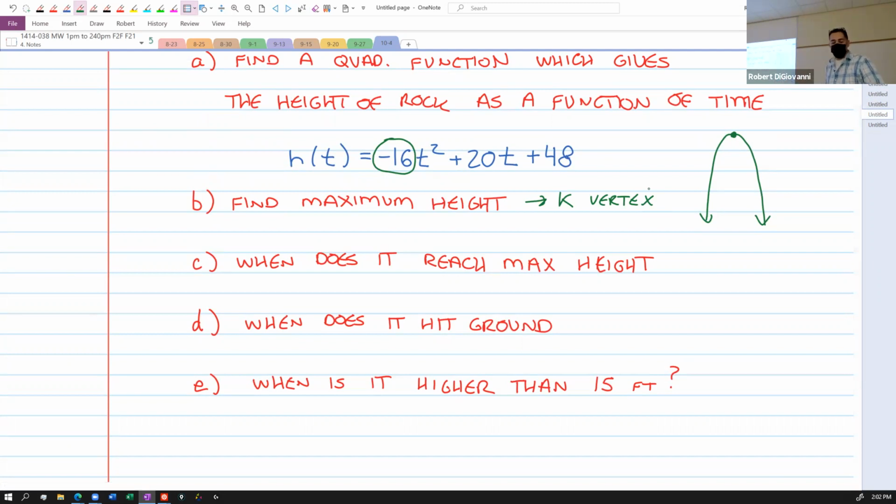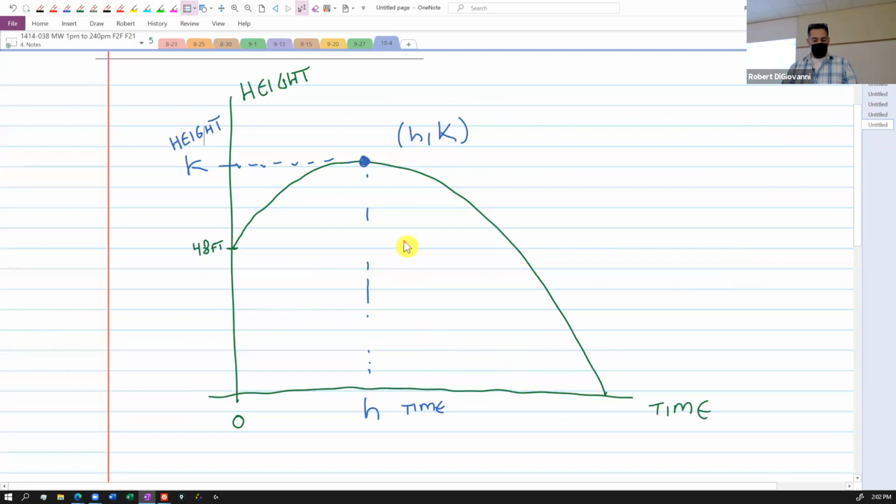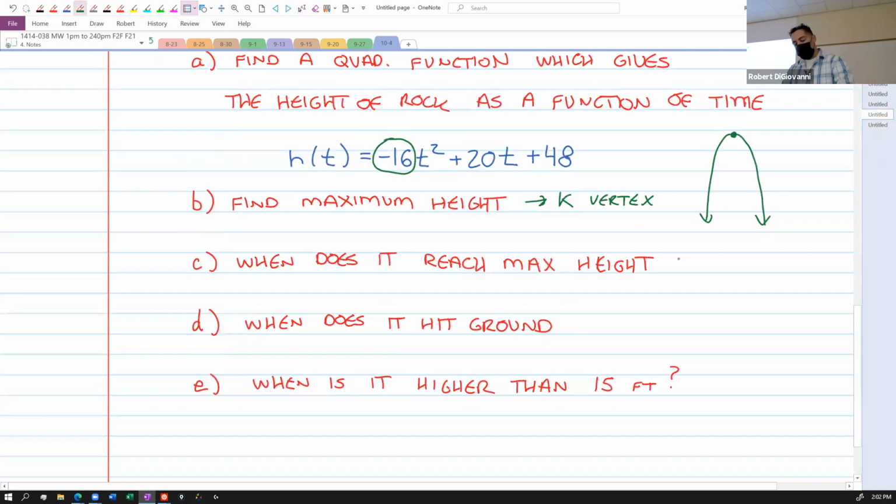Well, what is part C asking for? When does it reach its maximum height? If you look back on this picture, this point represents its maximum height. The h is when it would reach that point, and the k is the actual height. So part C is actually asking for the h from the vertex.